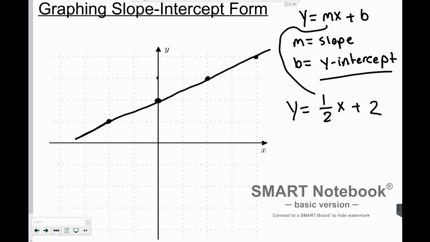So remember, when you're graphing these, the first thing you want to look for is that y-intercept. That'll get you a starting point. Then you want to look at where you can get another point from this slope.